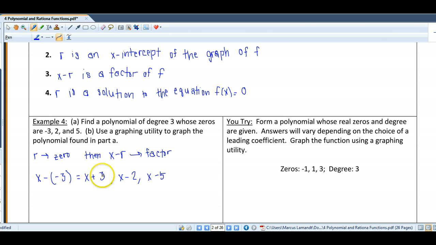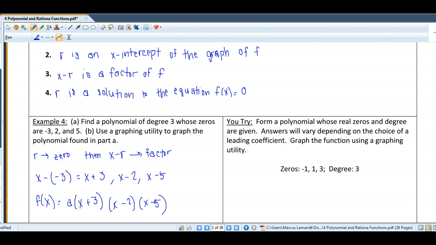Okay? So, I can make this, let's see here. I know it has degree 3, so it could be multiplied by some number out in front, but essentially, these are the factors.